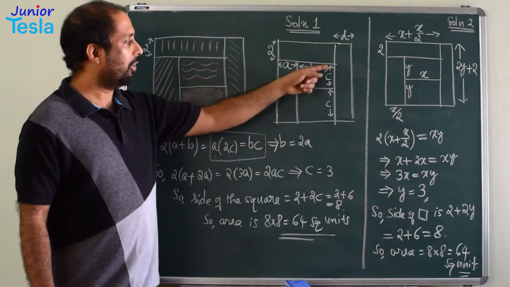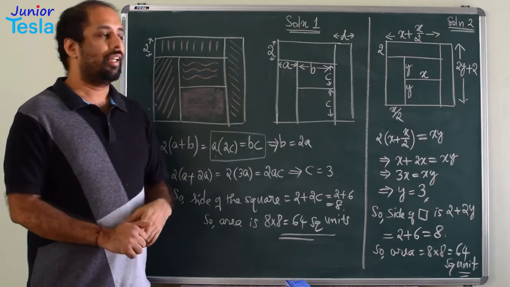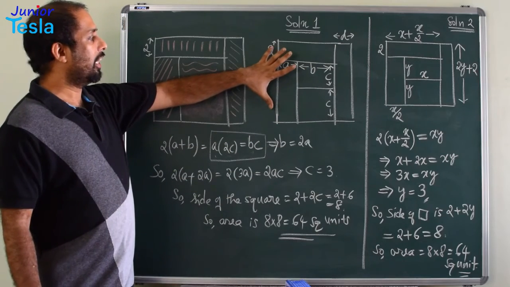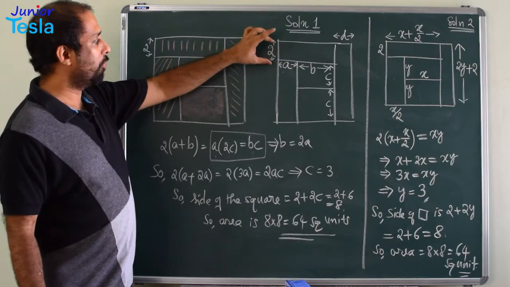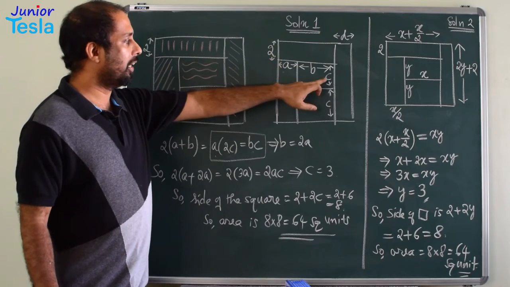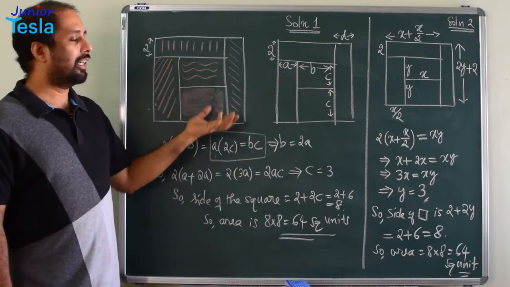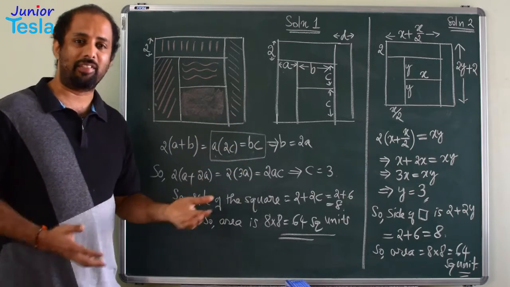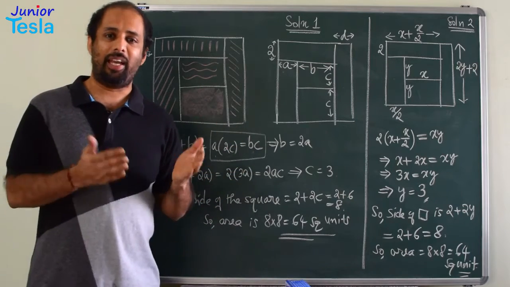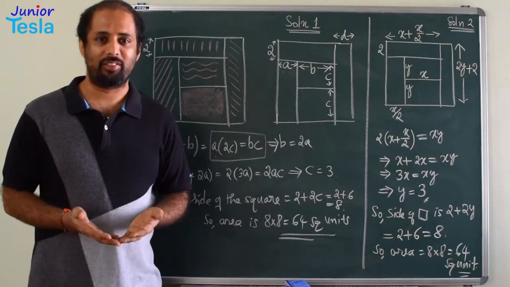So if you know the value of C equal to 3, then you can tell what is the side of this square, because it is 2 plus 2C. So C is equal to 3, that is 3 plus 3 plus 2, which is equal to 8. Once you know the side of the square, you can immediately tell what is the area of the square. It is equal to 8 into 8, which is 64 square units.